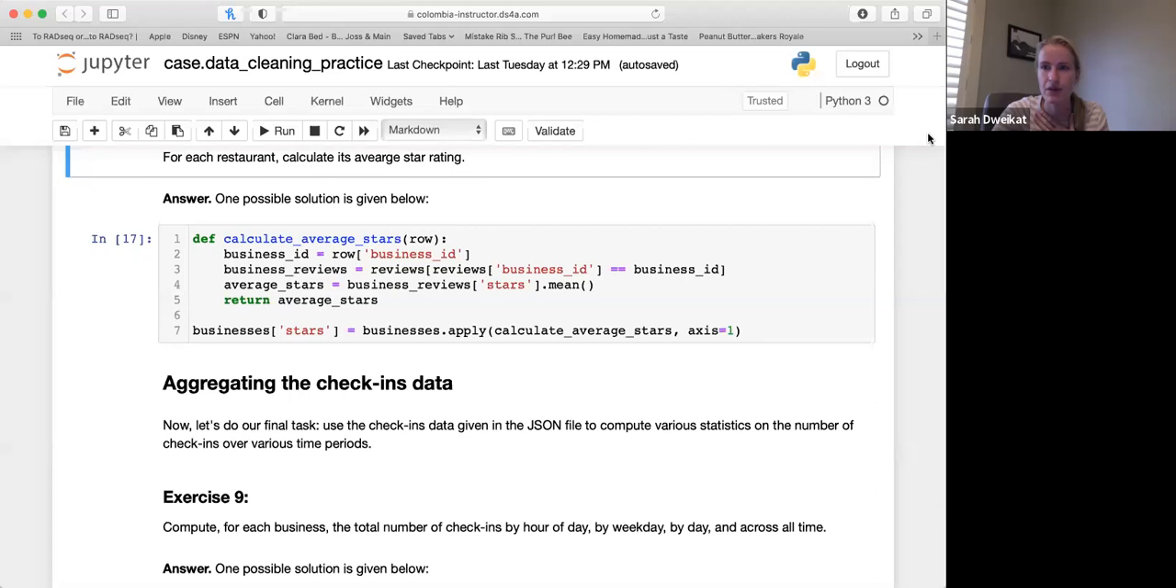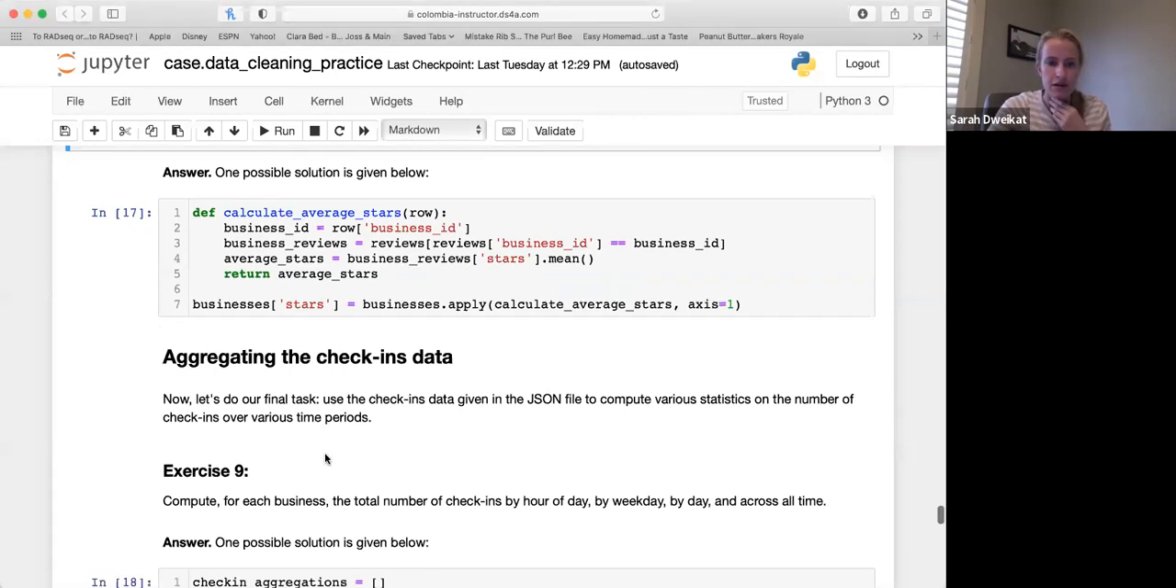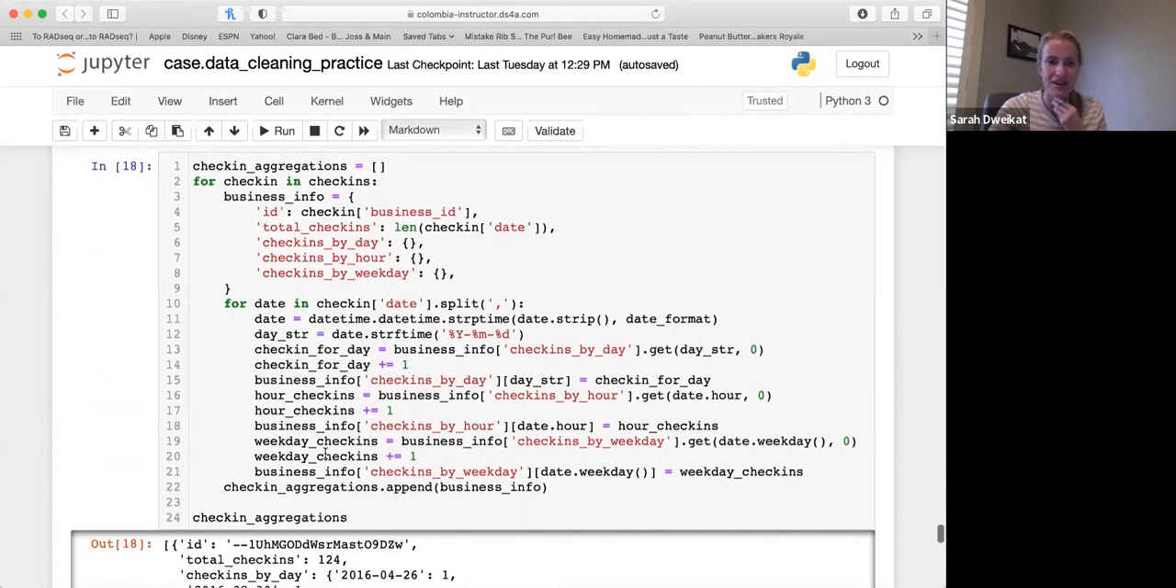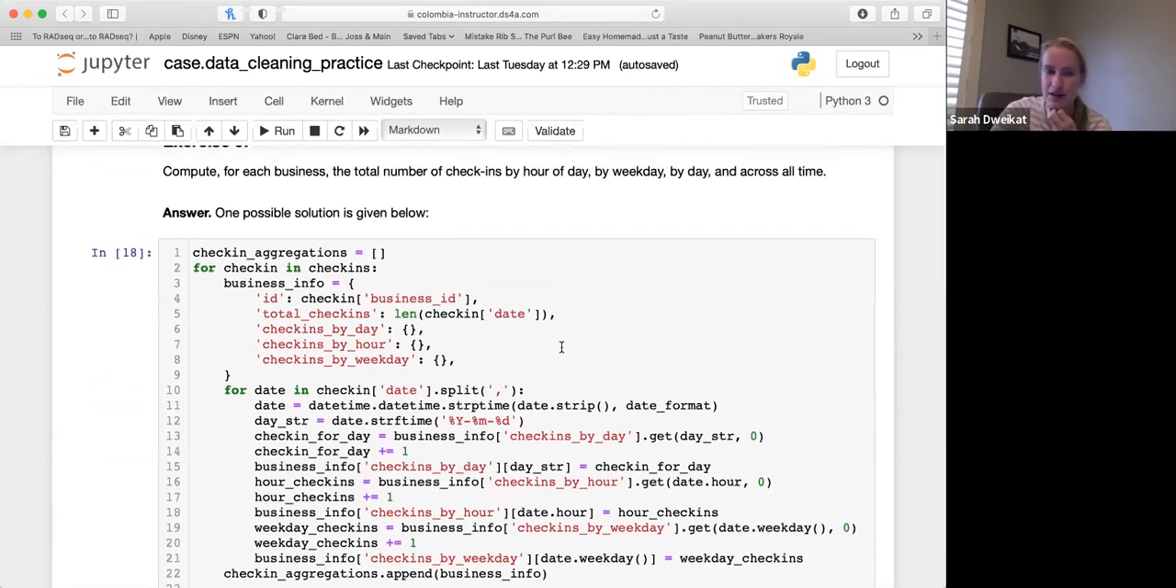Okay, so I want to start. Let's talk about exercise 9. It's a lot of code here. So what we're doing is, remember, we wanted to compute for each business the total number of check-ins by hour of day, by weekday, by day, and across all time. So we're using our check-ins list.